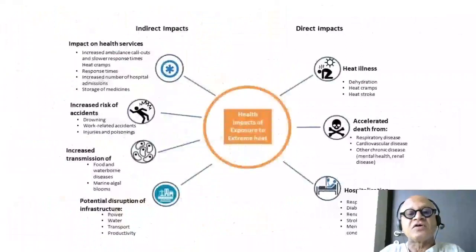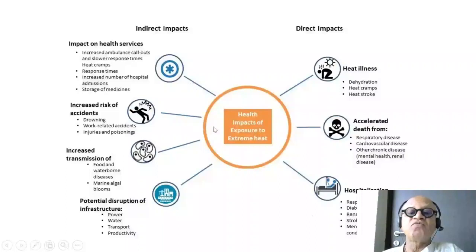We'll look at the impacts of heat waves in terms of direct and indirect impacts. So these are health impacts of exposure to extreme heat. Direct impacts, obviously, are heat illnesses like dehydration, heat cramps, heat stroke, accelerated death from respiratory diseases, cardiovascular disease, and other chronic diseases like mental health and renal diseases, kidney failures, and so on. Hospitalizations because of respiratory diseases, diabetes mellitus, so there is an interaction between extreme heat and diabetes, and kidneys, of course, because it's the hydration of the body, strokes, mental health, and so on.